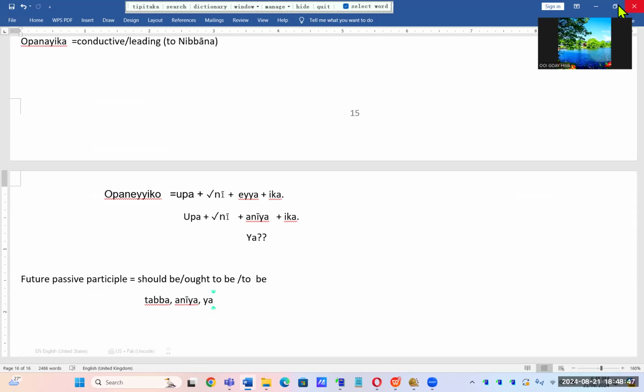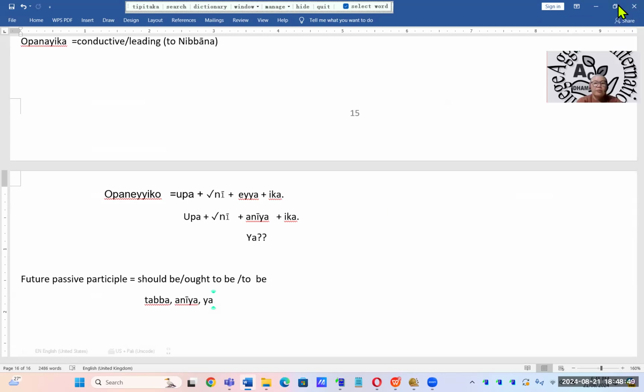So this is actually kind of a revision, because last time I also mentioned it. So as we go through the sutta, we will see the words, and we will pick them up one by one. So it's actually one way to learn. Instead of just following the grammar, we follow the sutta.